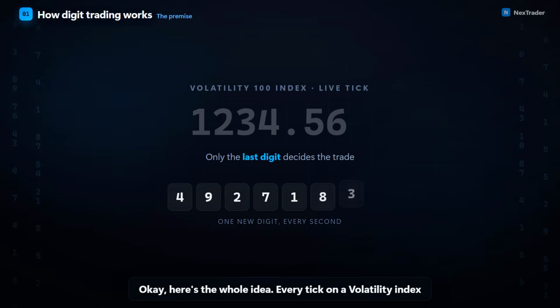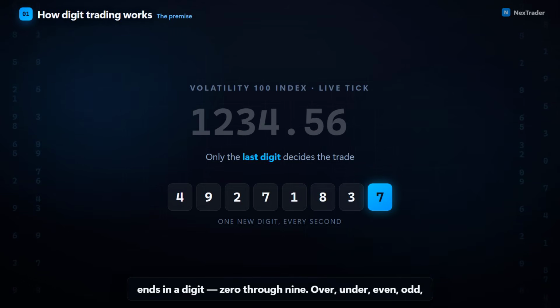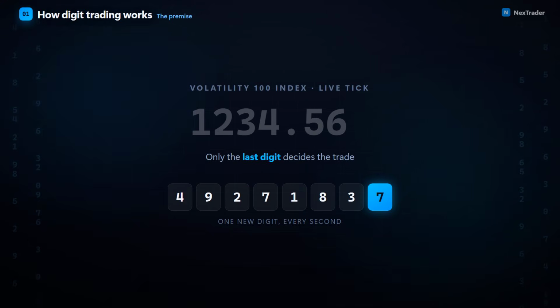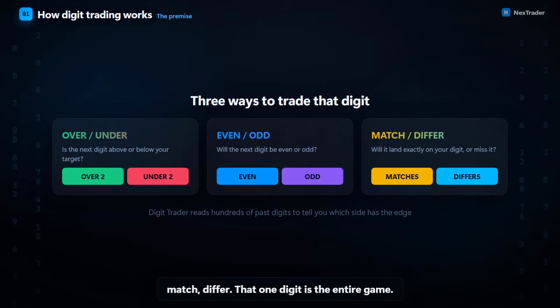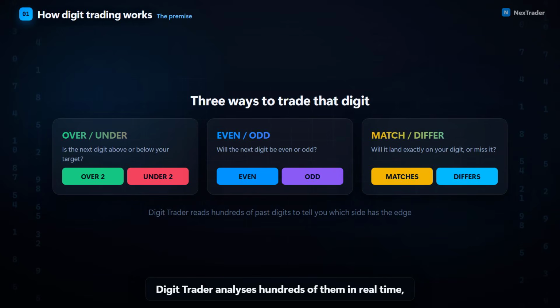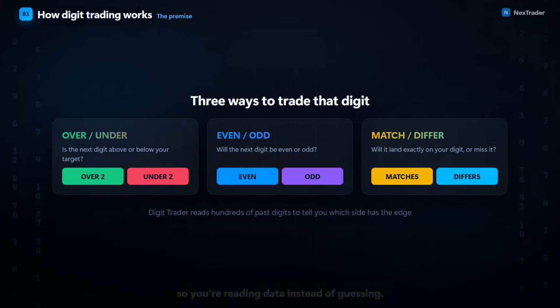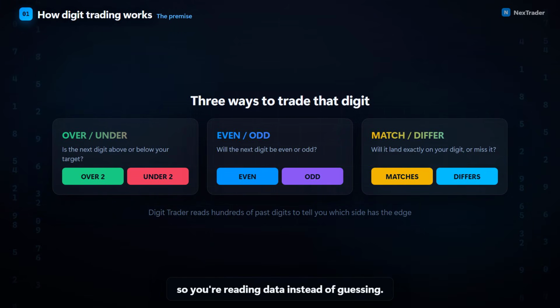Every tick on a volatility index ends in a digit, 0 through 9. Over, under, even, odd, match, differ. That one digit is the entire game. Digit Trader analyzes hundreds of them in real time, so you're reading data instead of guessing.